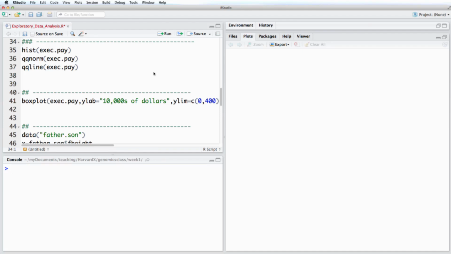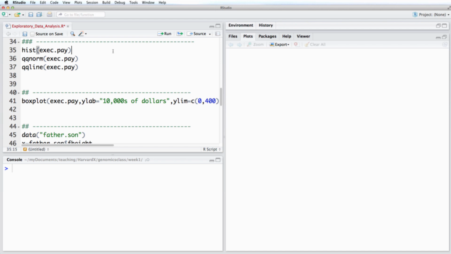When data is not normally distributed, then the mean and the standard deviation aren't necessarily good summaries. An example of data that is not normally distributed are salaries. So using our library, we have a data set with the salaries of executives.